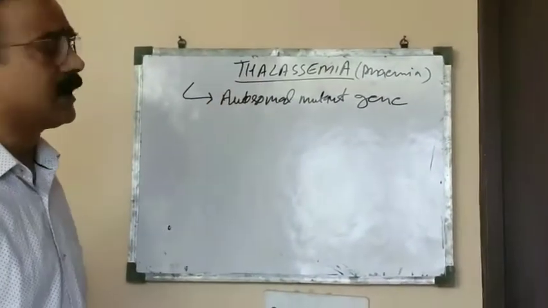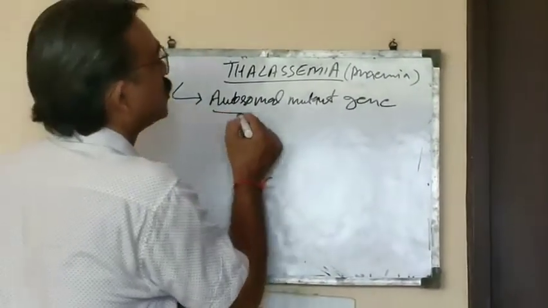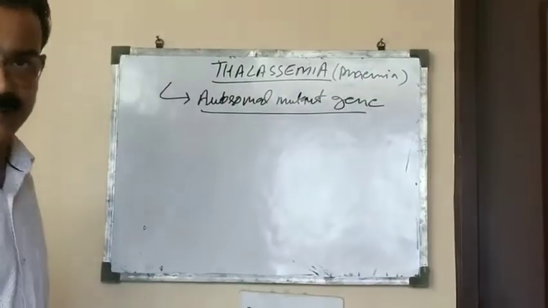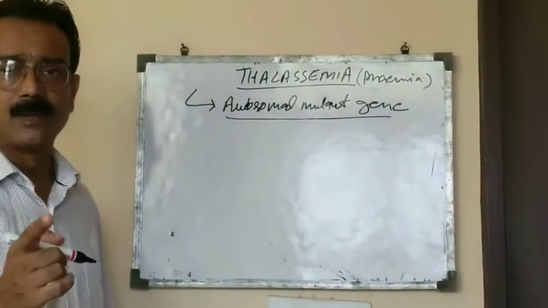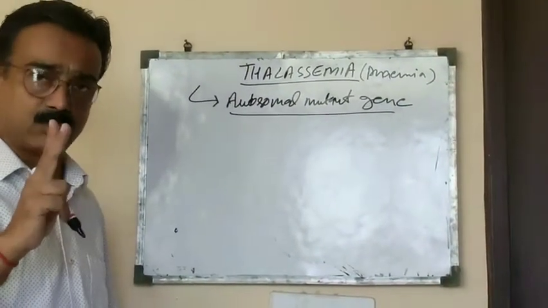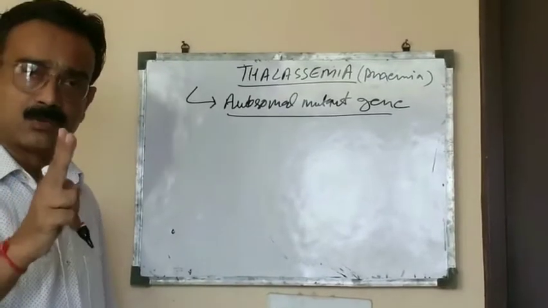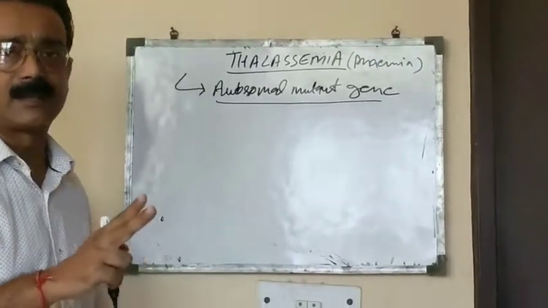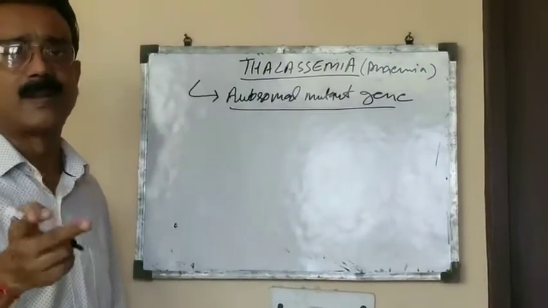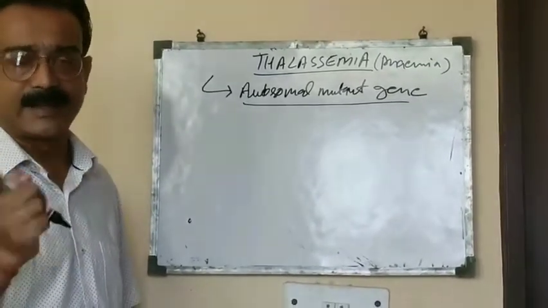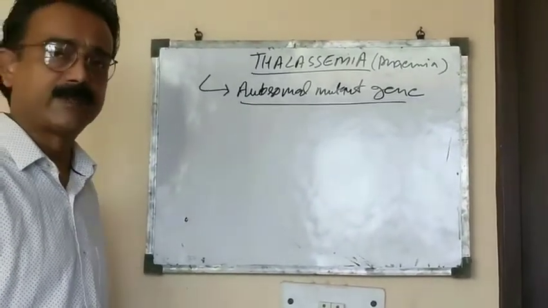This thalassemia is a kind of autosomal mutant gene disorder. Autosome and sex chromosome are two types of chromosome. Autosomes are generally related with body character, and sex chromosomes are generally related with sexual character, that I explained to you in my previous video.